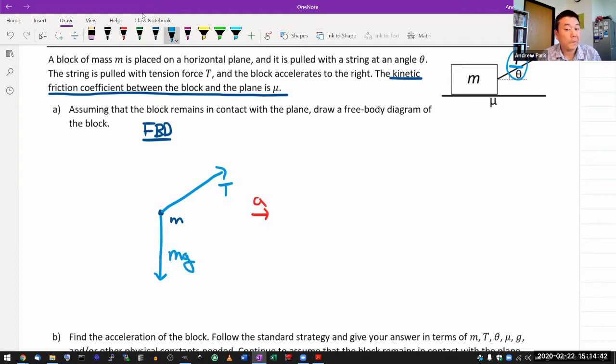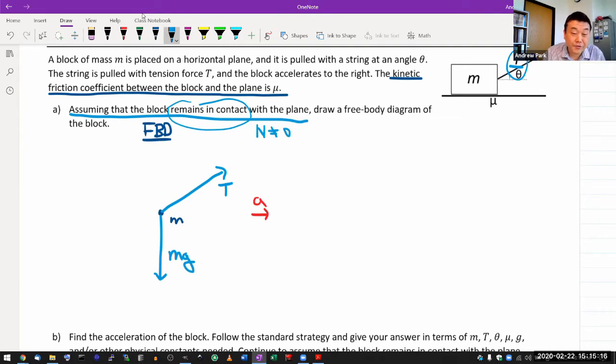Now, you could easily end there, but there's this odd phrase from the question. It says, assuming that the block remains in contact with the plane, and you should wonder what that means. And what the eventual answer is, is that if it's remaining in contact, that means that there is a normal force. That is not zero. That is positive.